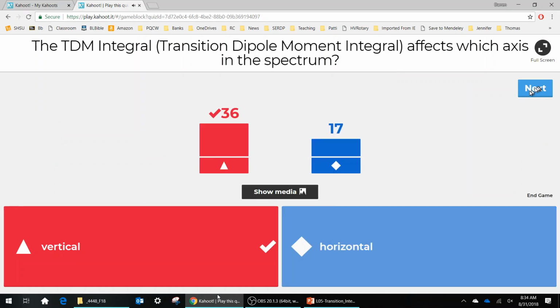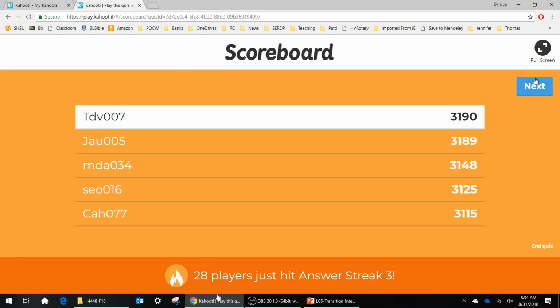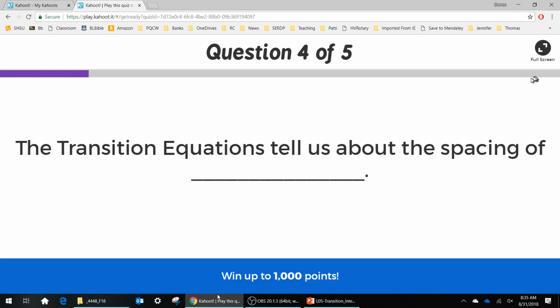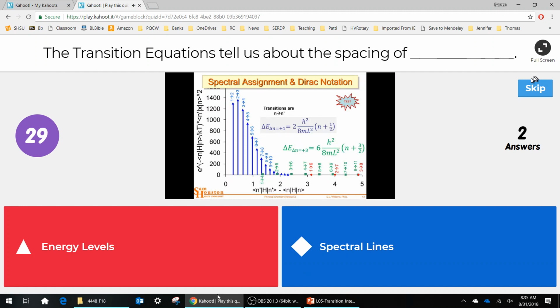A little bit more of a split there. It's calculating the probability of absorption, so it's telling you the intensities. So the transition dipole moment integral is really important for the height of your peaks, and that's the vertical axis of a spectrum. I thought it was the spacing. Yeah. The transition equation tells us about the spacing of the energy levels or the spectral lines. Think about it.